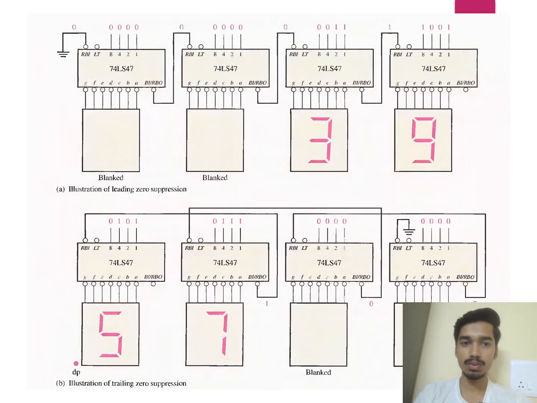Now for the decoder used, we see the ports 2 and 1 for the output. If they are high, like 1, 1, the sum is 3, right? So we are getting the output as 3. If the input is 8 and 1, that is 9, so we are getting the output as 9. This is the basic working of the 7 segment decoder, and it can go from 0 to 9.